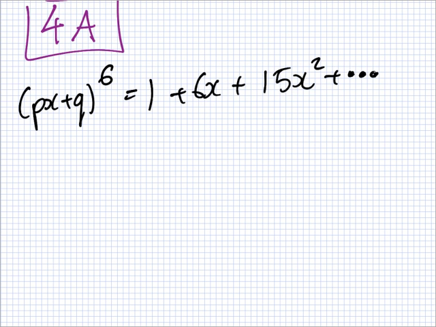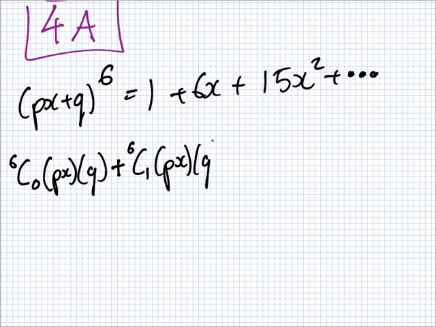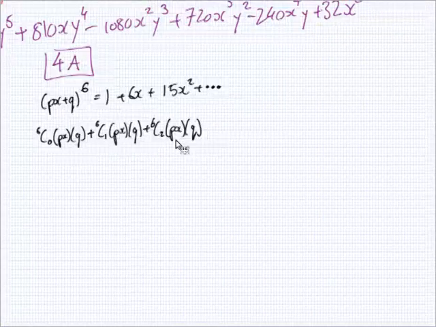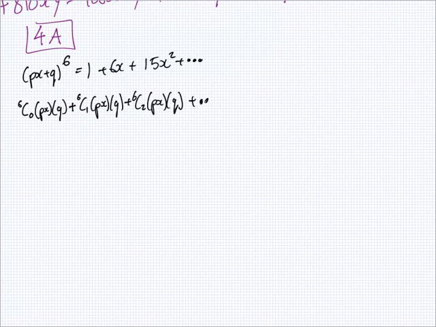Yeah, with the 6. Okay, good. So the first thing we do is we expand this left side using the nCr. So what's the first term I have? 6C0 (px)^0 q^6 plus 6C1 (px) q^5 plus 6C2 (px)^2 q^4, and that continues, dot, dot, dot, and that should equal 1 + 6x + 15x squared, dot, dot, dot.